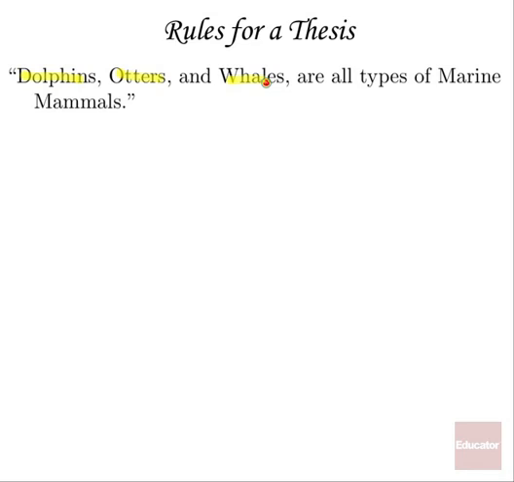Is that shorter? Yes. Can I write 3 paragraphs on this essay? Absolutely. I can write 1 paragraph about dolphins, another about otters, and a third about whales. So do you know exactly what's coming next? You bet you do. This is a good thesis right here.